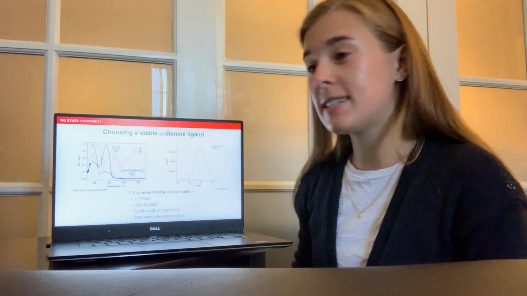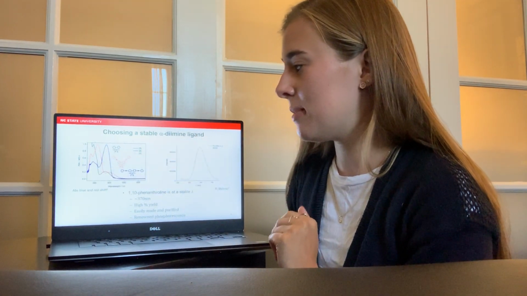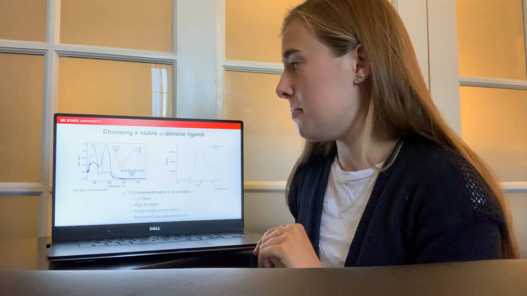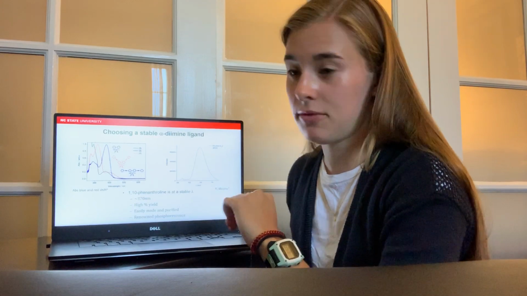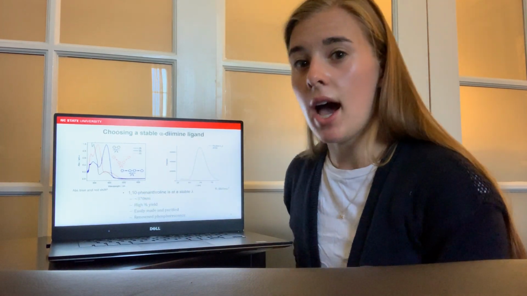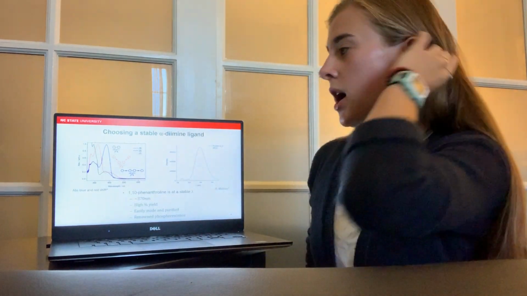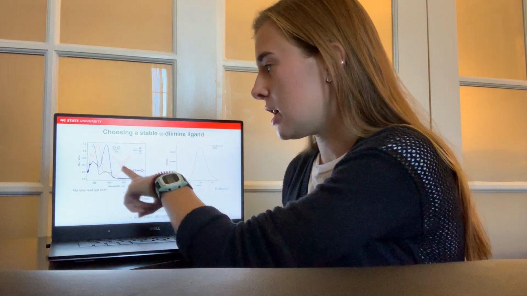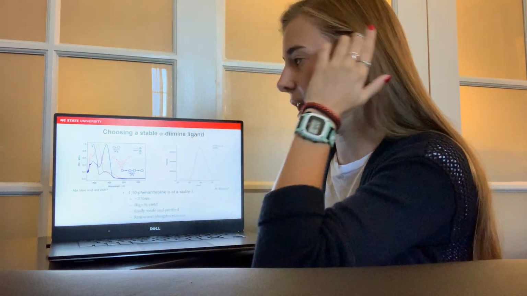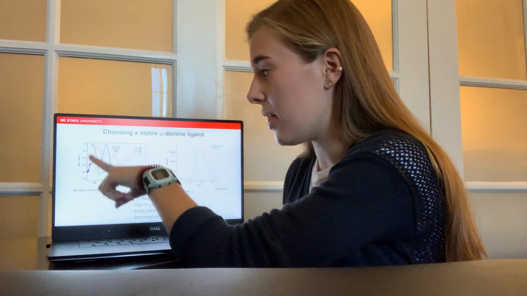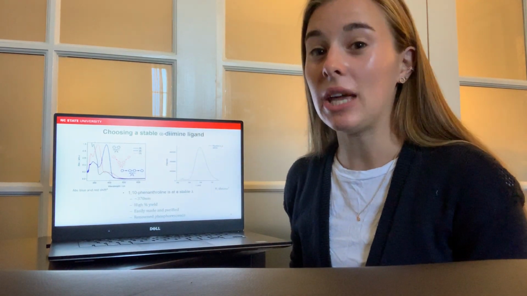Okay, so for choosing a stable alpha diamine ligand, here on the left side, you can see the absorbances for some of the ligands that were tried, and you'll see a blue shift and the red shift, and this is done with a UV-vis. I did not do this one specifically, but I have done this in research. But what this shows you is all of these are phenanthroline substituents, and the one in black is the 1,10-phenanthroline that we want.